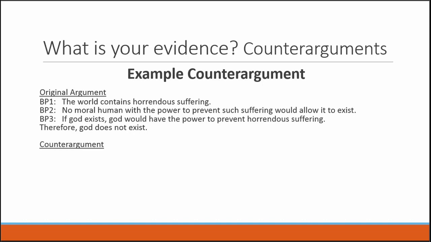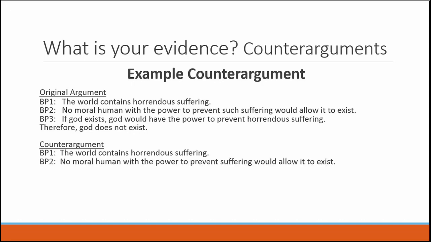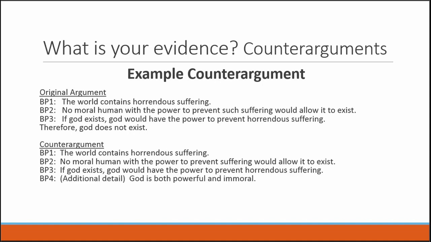In your counterargument, you include all of the original basic premises. You accept the basic premises as true. So my counterargument contains all the same basic premises. But then I add an additional detail. So here's my additional detail. God is both powerful and immoral.